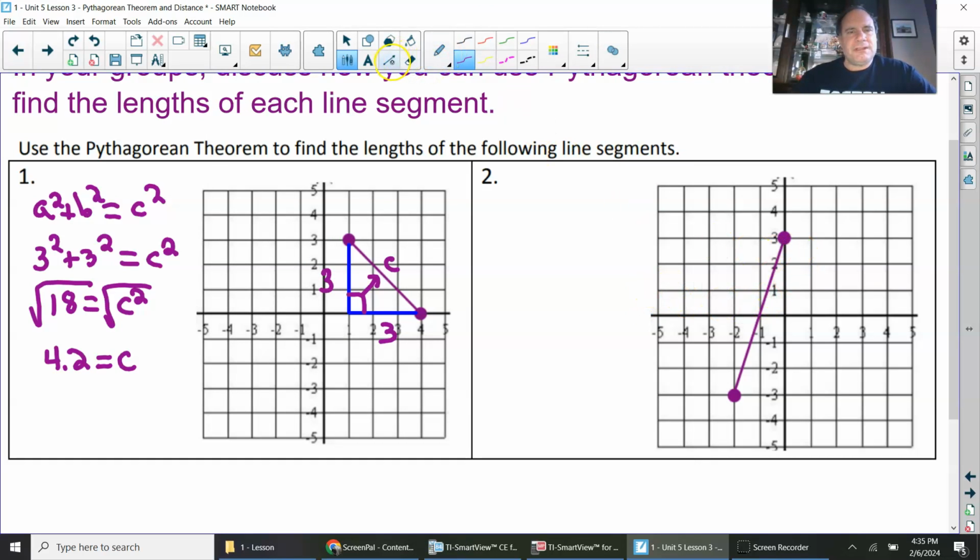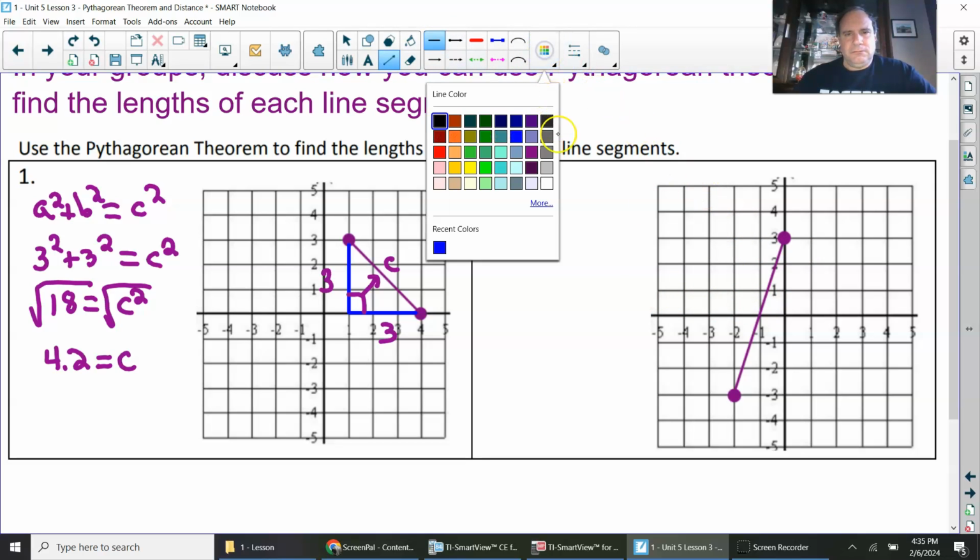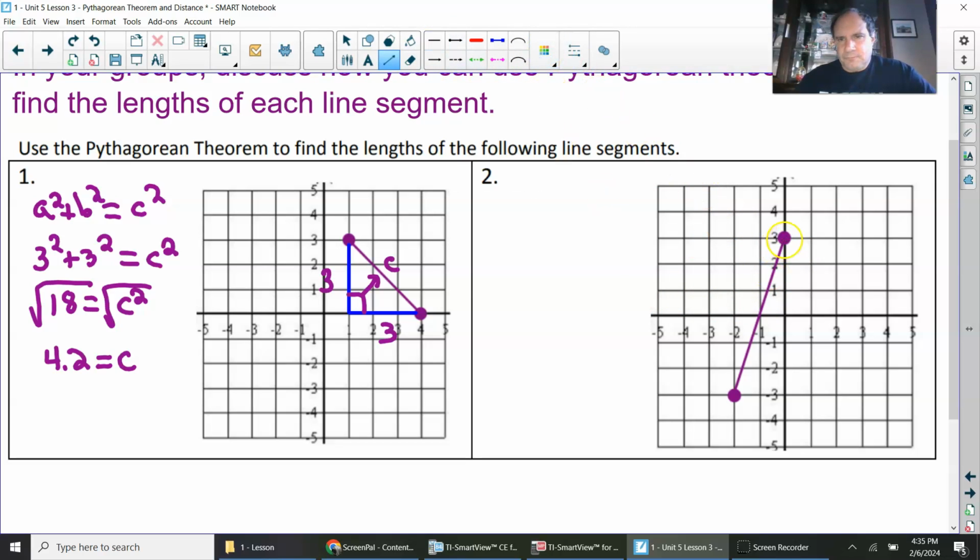Again, we're going to do the same thing here. We see it. So I'm going to go down this time. And I'm going to the right, to the left. That's my left. So this side right here is 2. That's nice.